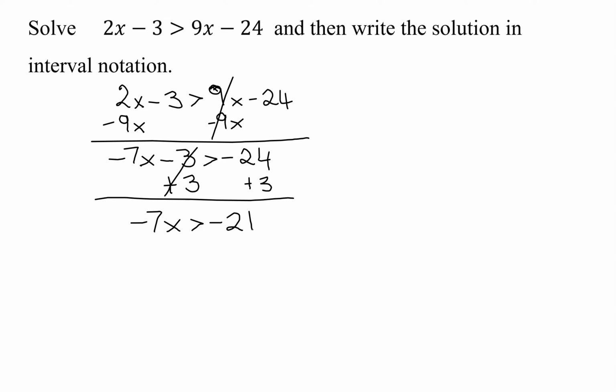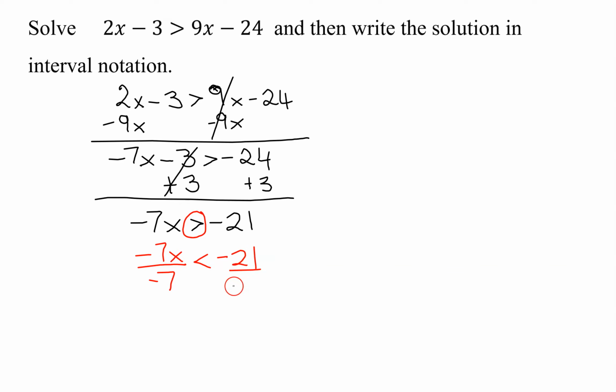But now I'm going to have to get x by itself, so I'm going to have to divide this side and this side by a negative number. That's where things are different with inequalities, because remember, when you divide both sides of an inequality by a negative number, you reverse the inequality symbol. So greater than becomes less than.